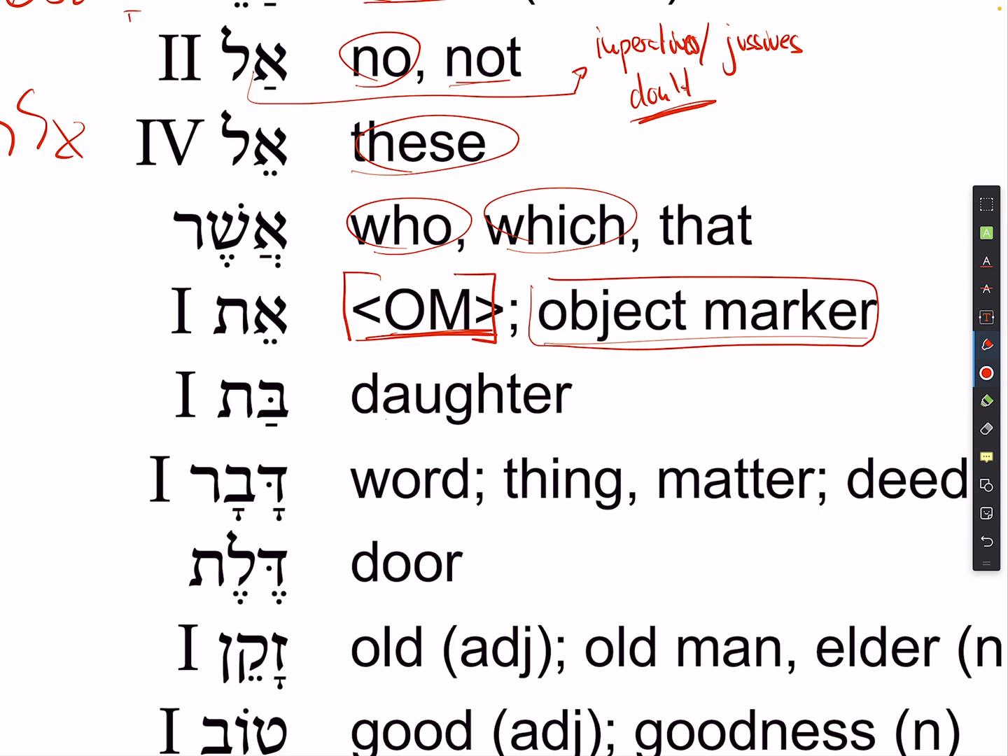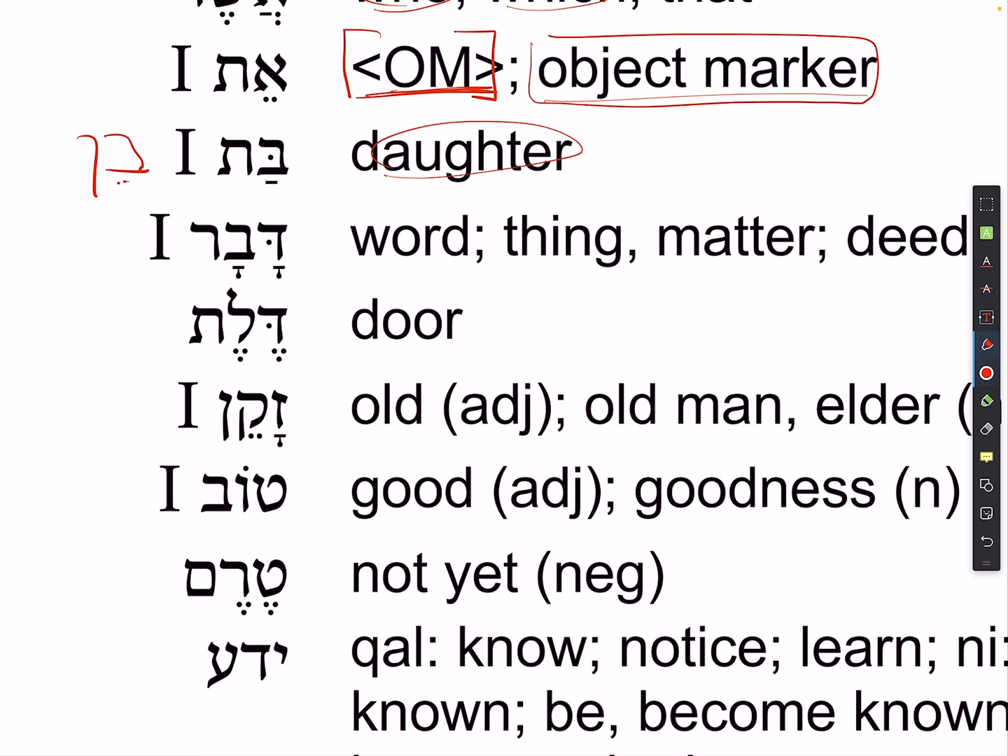Bat is daughter. Ben would be son. Ben, son, bat, daughter.